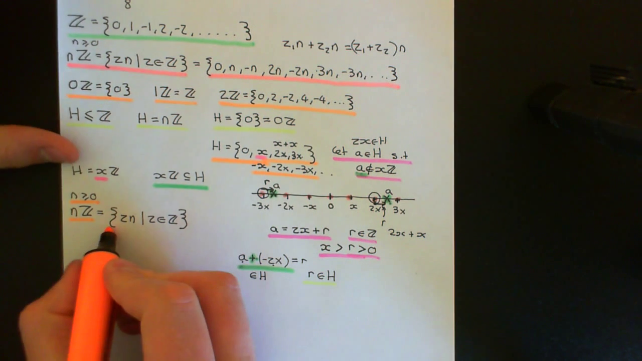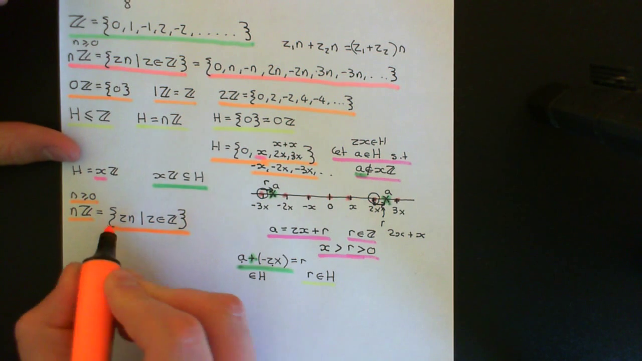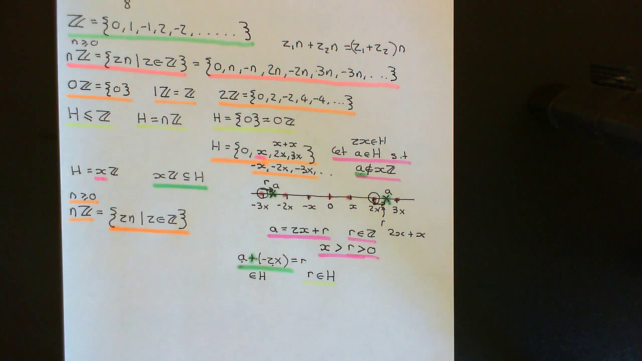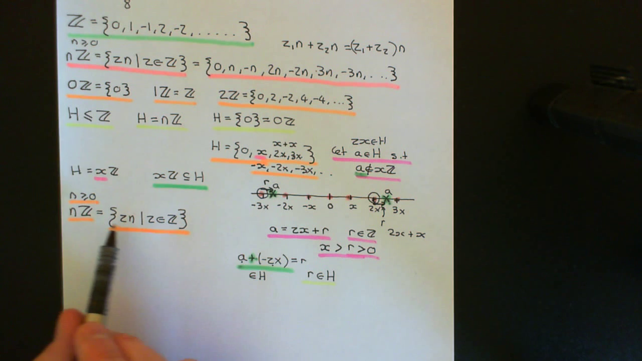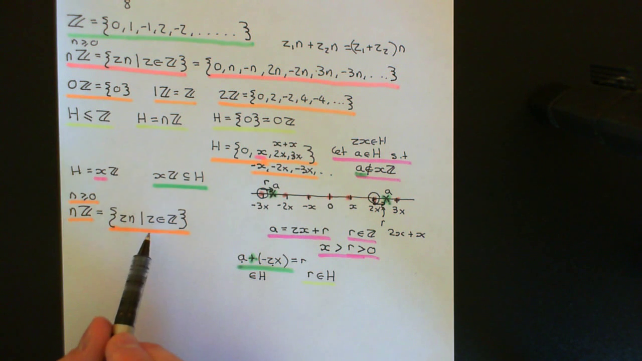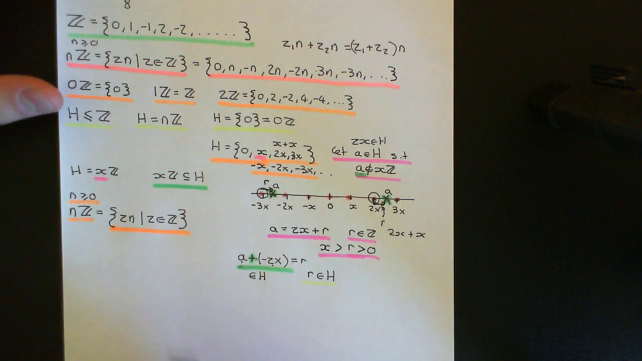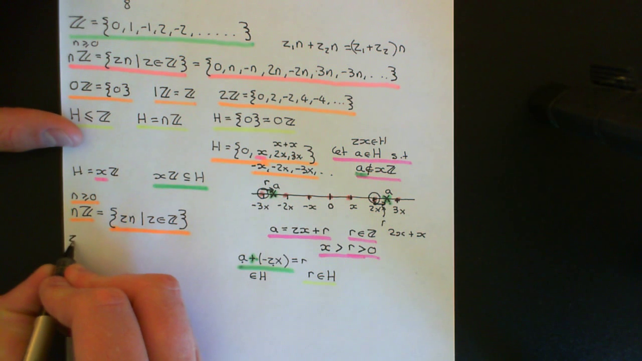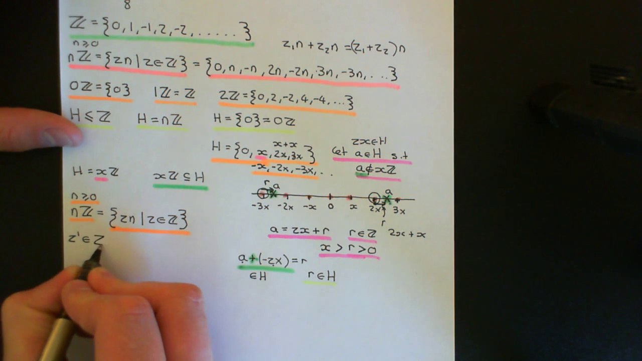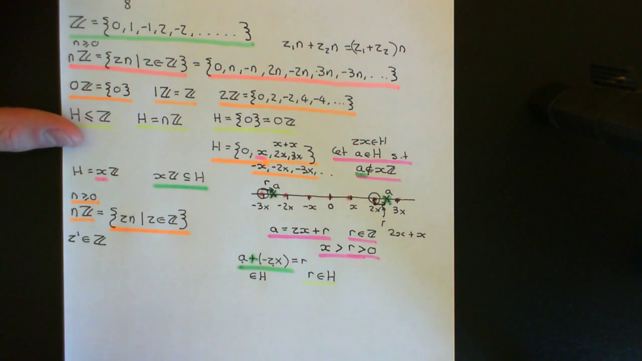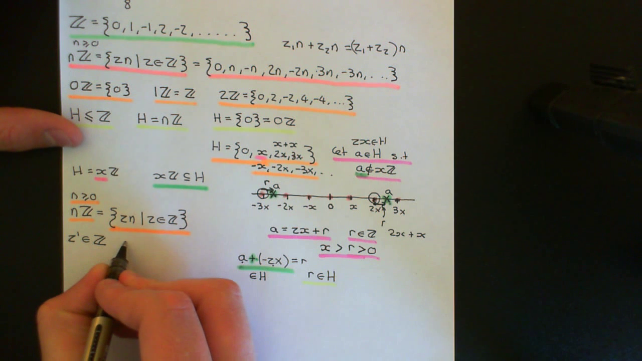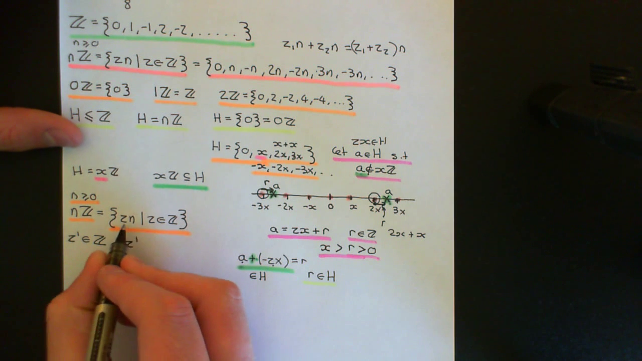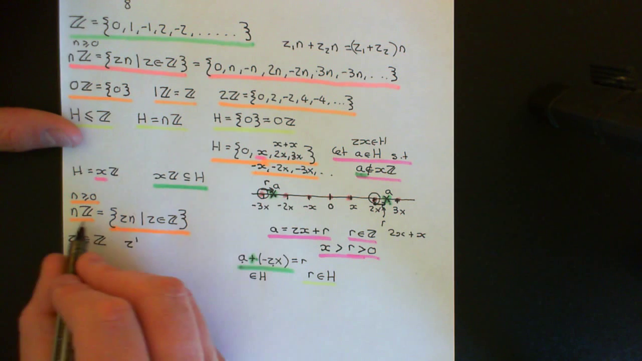So why then is this an ideal? Well, it's an additive subgroup. The next thing I need to check is that it's closed under multiplication by the larger ring of integers. So if you take any integer that's in the larger ring of integers and multiply it by an element in this subset, I need to prove that you get something back in the subset. So let's take an arbitrary integer. Let's say z prime is some arbitrary element of the integers. I take an arbitrary integer here, and I now consider what z prime multiplied by an arbitrary element of my additive subgroup is.